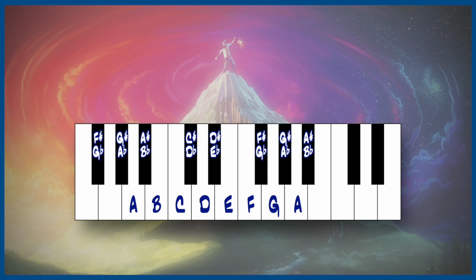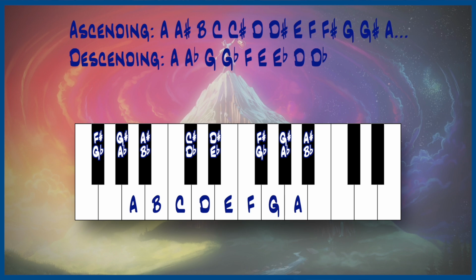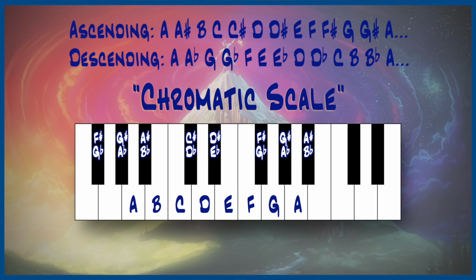So now we can spell out the entire musical alphabet in two different ways. One ascending with sharps, A sharp, B, C, C sharp, etc. And one descending with flats, A flat, G flat, etc. And when we run through all of these one at a time, even if it's just a segment of them, we call it the chromatic scale.